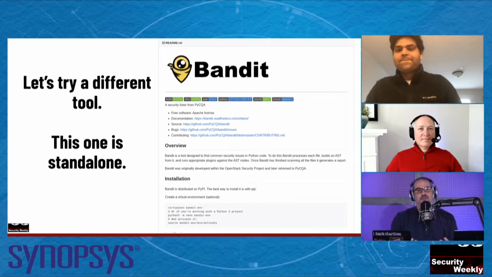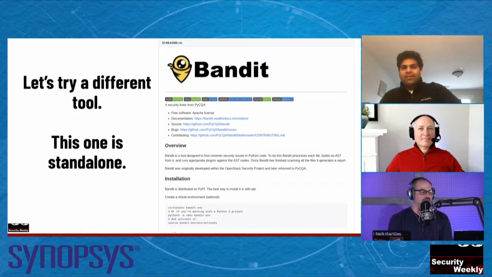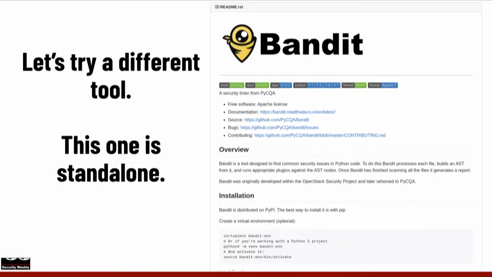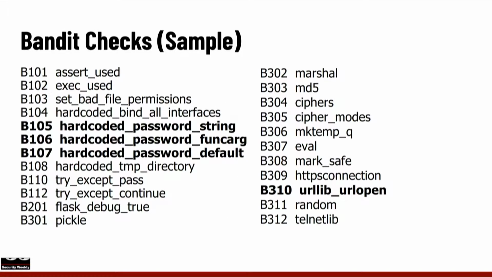So then I said, well, let's try a different tool. And I found this other tool called Bandit, which looks at Python code and gives you a report of potential vulnerabilities you might have inside of your application. It's free, it's open source. If you search for Bandit Python, you will find its Git repository and some pretty good documentation as well. So let's give this one a try.